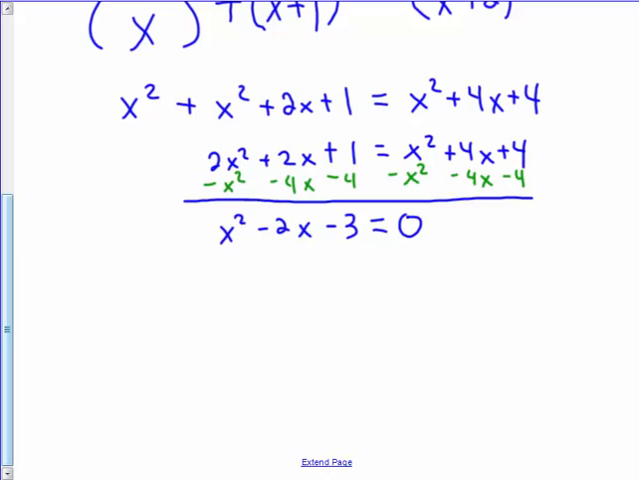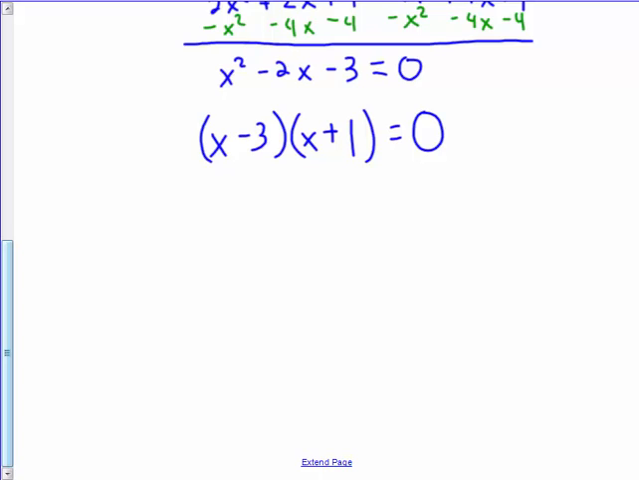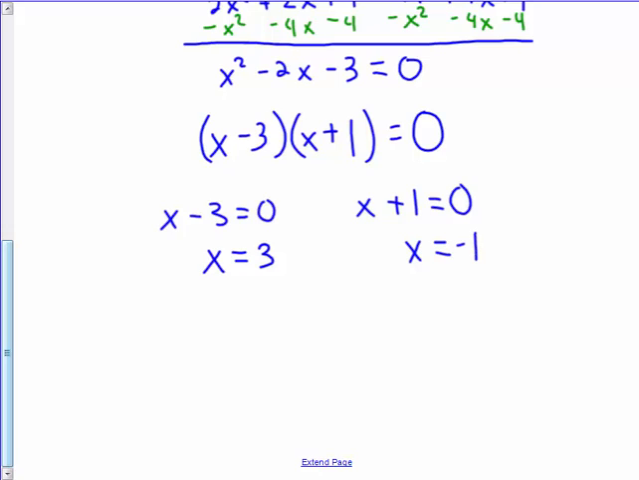So now I'm going to solve this. How can I solve it? I'm going to factor it. So I'm going to do guess and check. It's x and x and then negative 3. So that's going to be negative 3 and a positive 1. So I set each of them equal to 0. x minus 3 equals 0, and x plus 1 equals 0. So in the first one, I get x equals 3, and I get x equals negative 1. Okay. So I get two possibilities there.